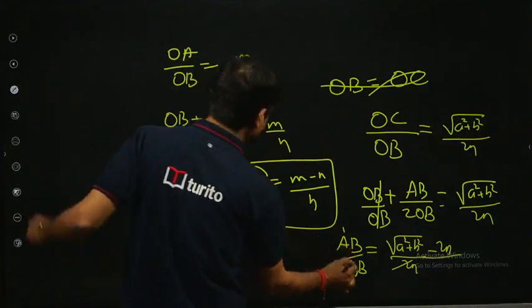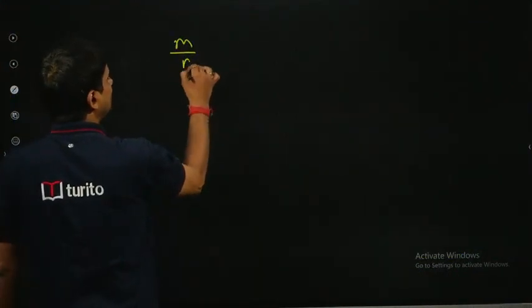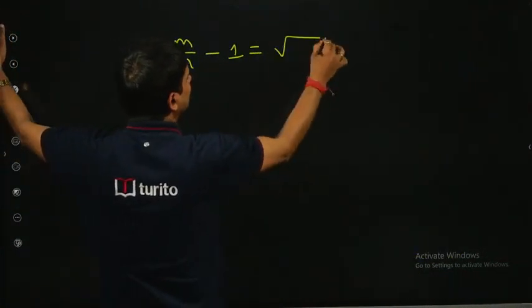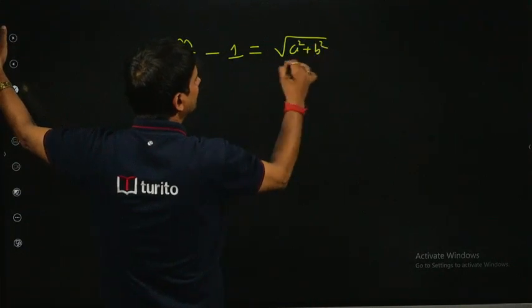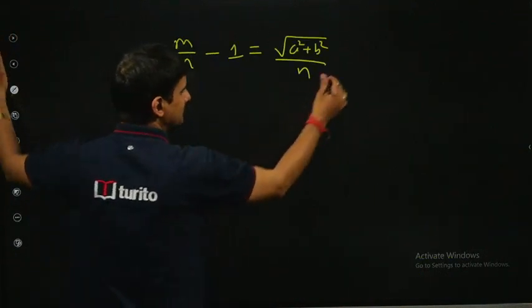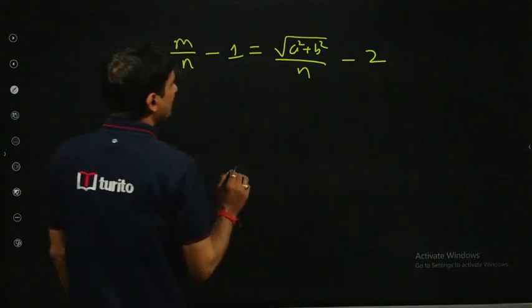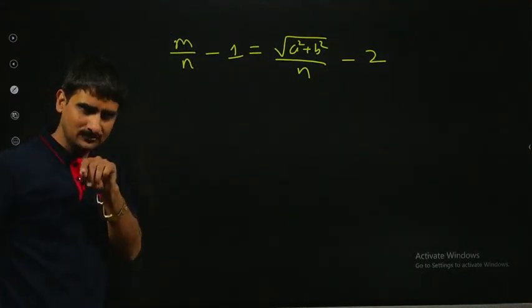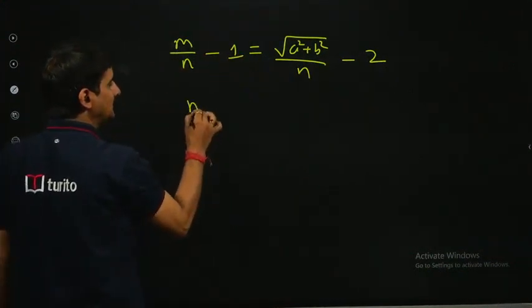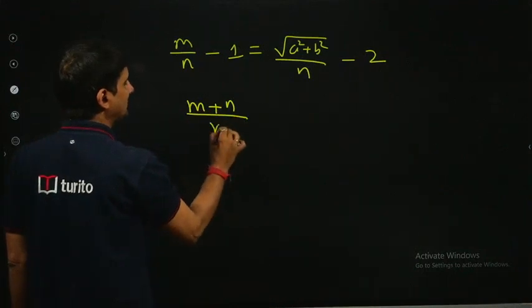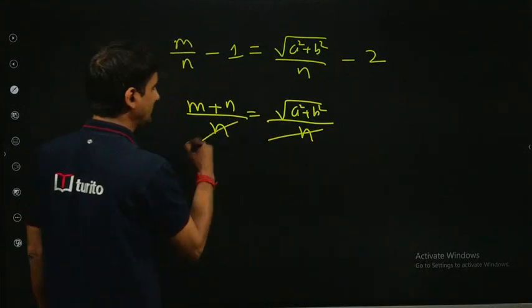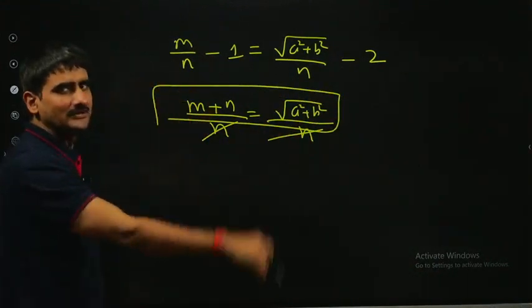Now this is equal to this, so m by n minus 1 is equal to under root of a square plus b square by n minus 2. So we need under root of a square plus b square, isn't that? If I bring it this side, m plus n by n is equal to under root of a square plus b square by n. This is gone and we got it. That's it.